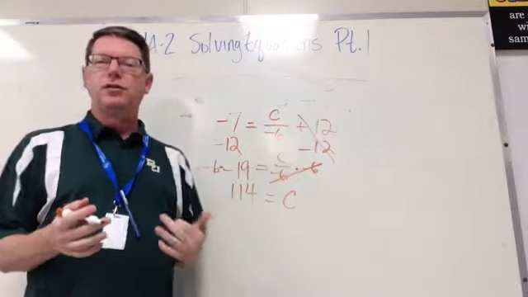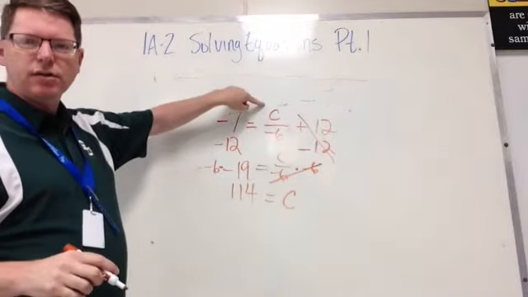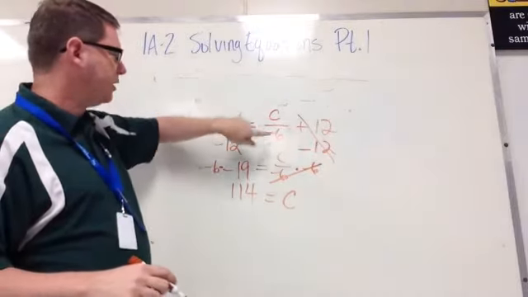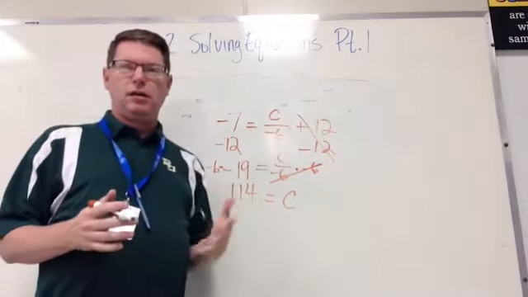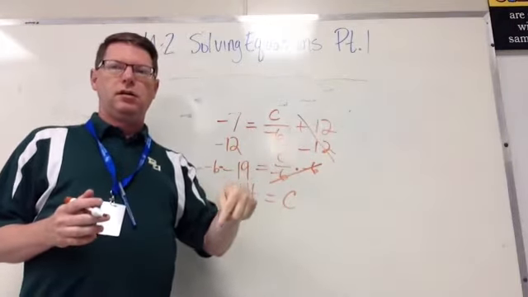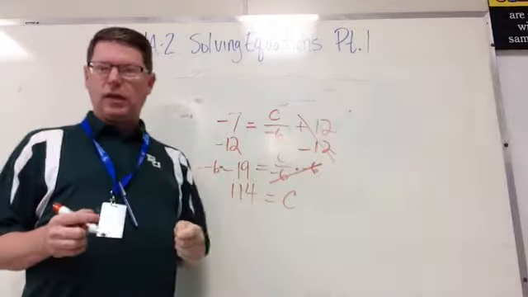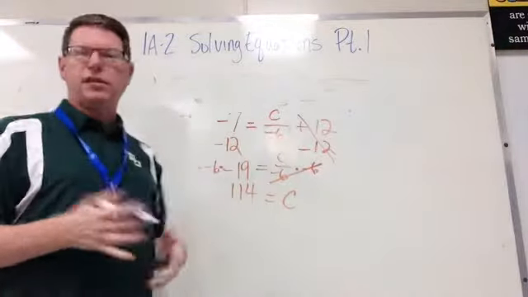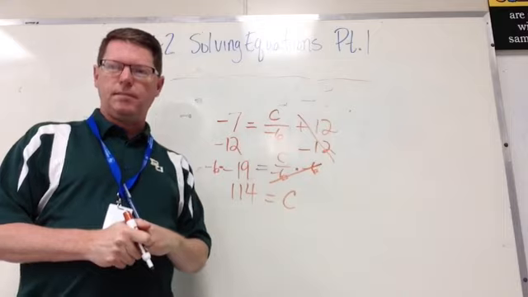How do I check that to make sure? Plug it back into the original equation. 114 divided by negative 6 is negative 19. Okay, so negative 19 plus 12 is negative 7. So yes, it does work out correctly.